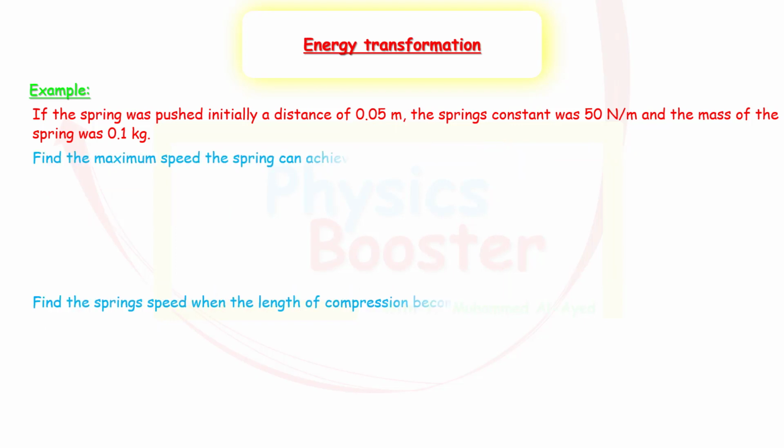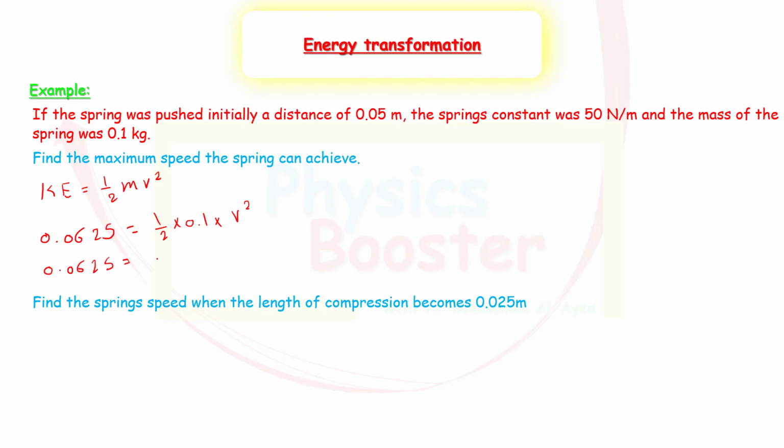Now, part 3, find the maximum speed the spring can achieve, or the maximum velocity. I know that the kinetic energy is equal to half mv squared. And from the previous part, we found the maximum kinetic energy. The maximum kinetic energy occurred at location B, which was equal to 0.0625 joules. This will be equal to half multiplied by the mass, which is 0.1, multiplied by the velocity squared. So 0.0625 is equal to 0.05 v squared. I want to get rid of the 0.05, so I'll divide both sides by 0.05.